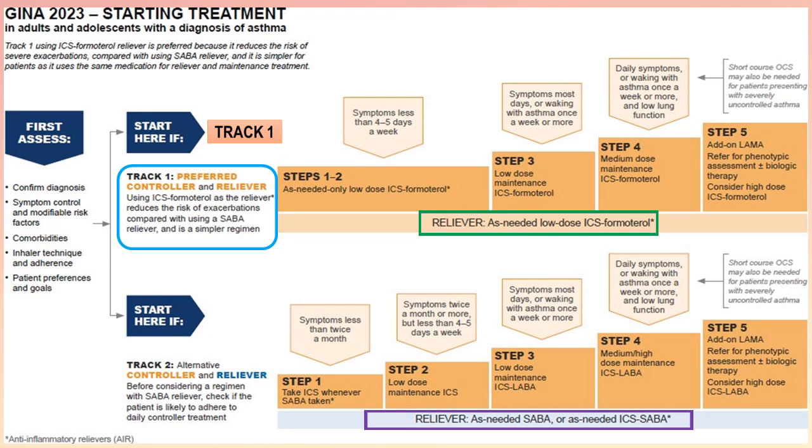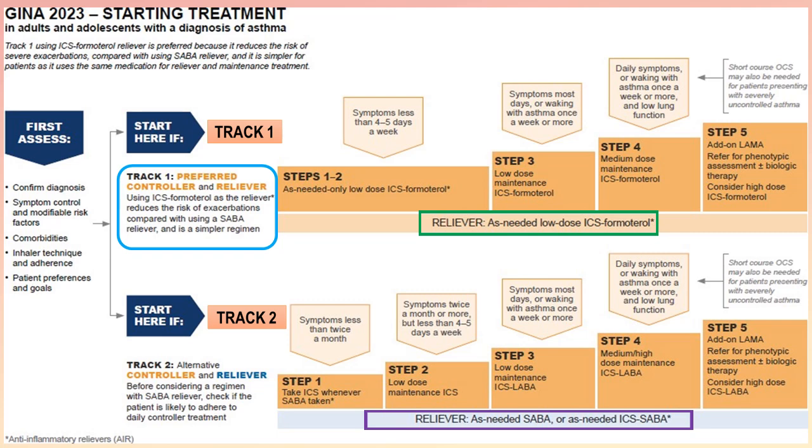Track 2. This is an alternative approach if track 1 is not possible, or if a patient's asthma is stable with good adherence and no exacerbation on their current therapy. However, before prescribing a regimen with a SABA-alone reliever, consider if the patient is likely to be adherent with their maintenance therapy, as otherwise they will be at a higher risk of exacerbations.